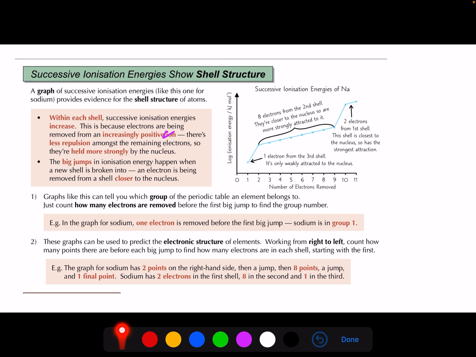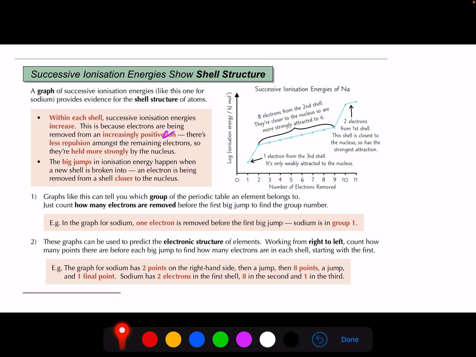There is a common question why we're using the log of the ionization energy, not the ionization energy itself. The ionization energy comes with a very big number, okay? So to minimize this number, we're using the log, just so that the graph can fit. Otherwise, you won't be able to fit the ionization energy into one paper graph, okay?